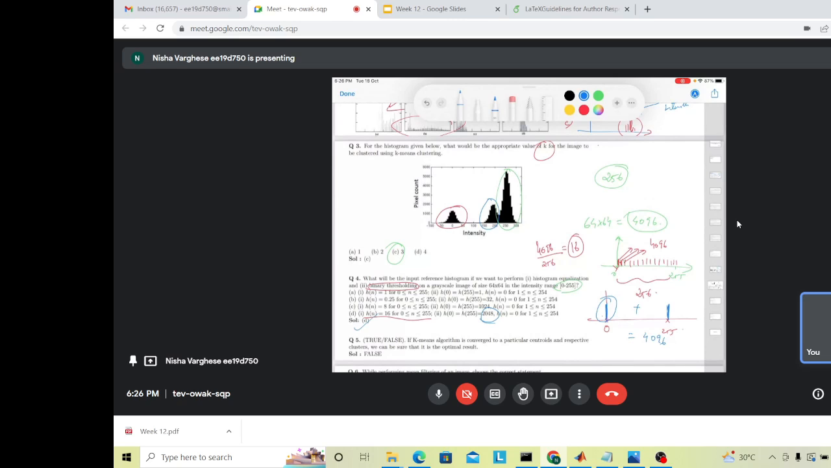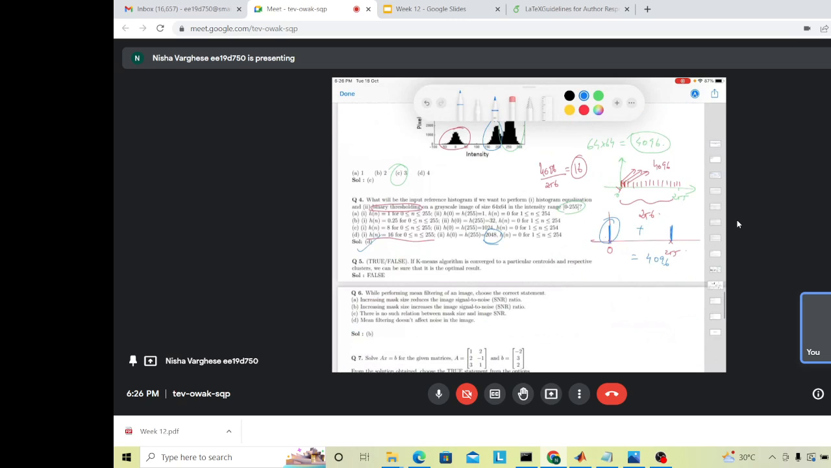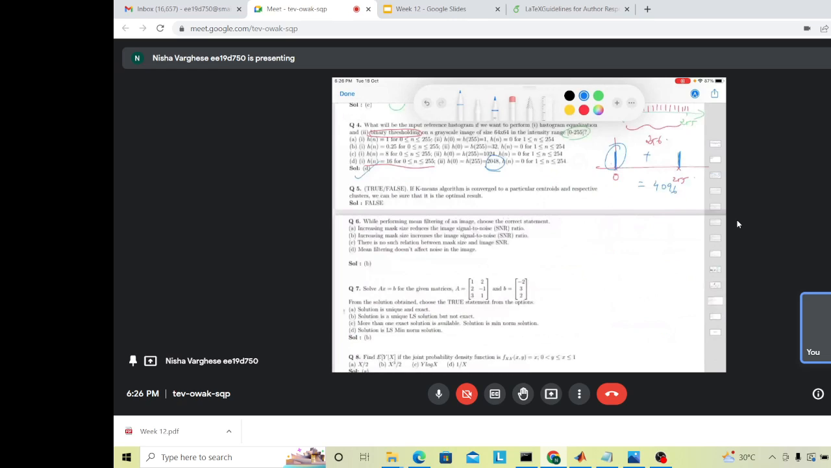Next, question 5: if the K-means algorithm has converged to a particular centroid and respective clusters, we can be sure that it is the optimal result. The answer is false, because it depends on what value we are taking for k. That is up to us. If the number of clusters is actually 4, and you take the input cluster count as 8, we will converge to 8 clusters, but that may not be optimal.